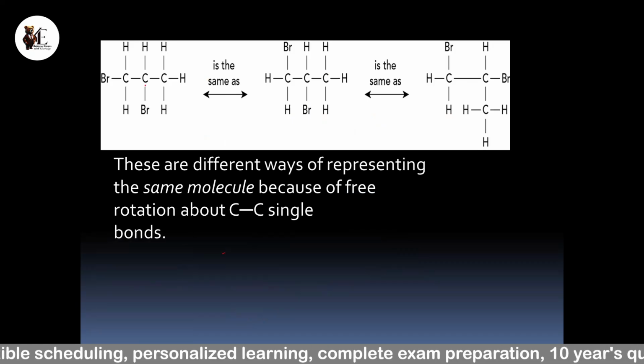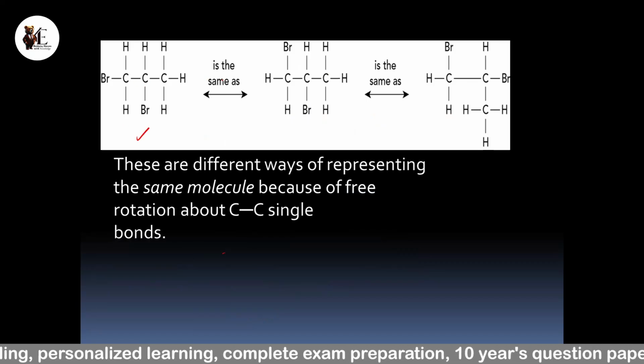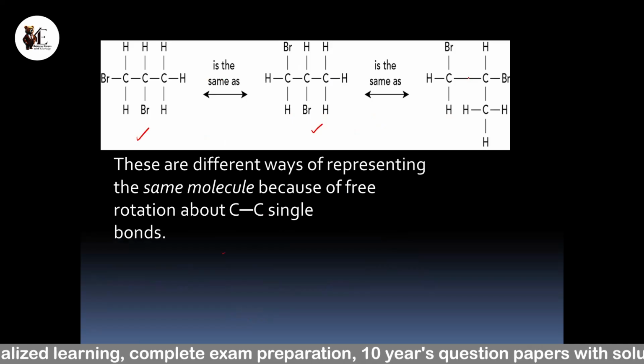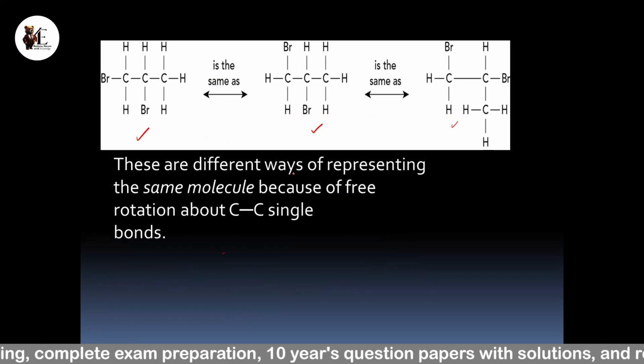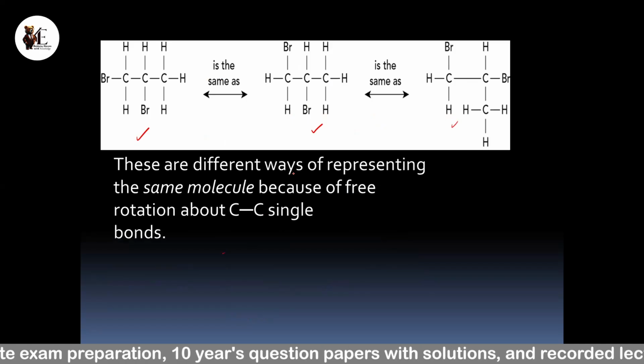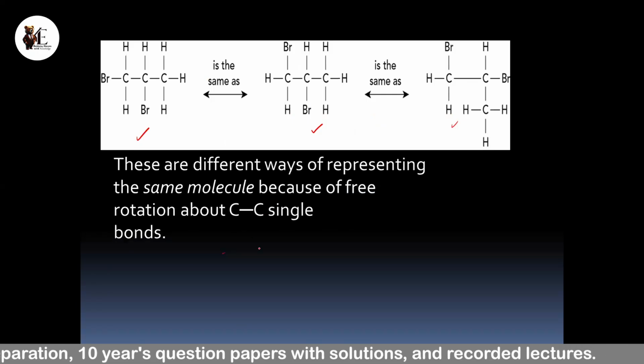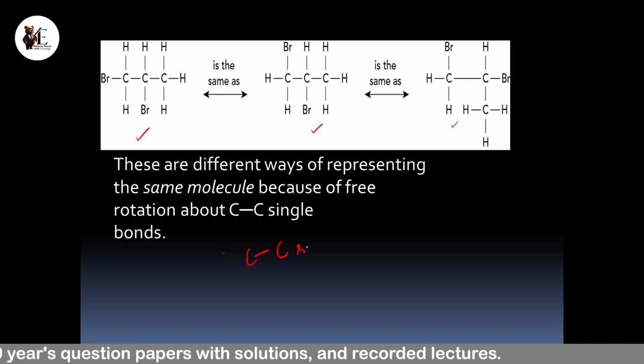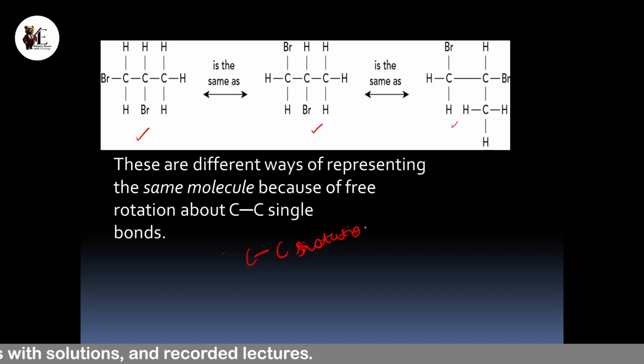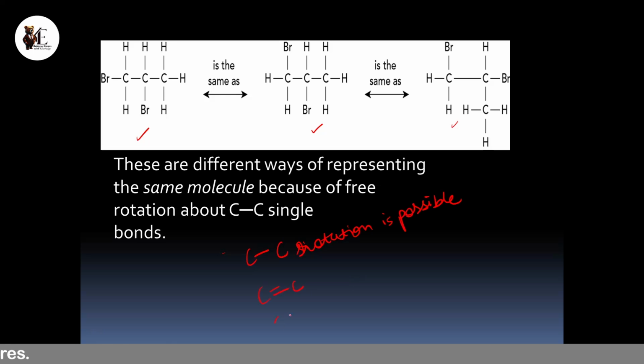Okay, that means you have to remember that this molecule is the same as this and it is the same as this. Why? Because there is free rotation. If you rotate the single bond, it will come back to the original structure. So C-C single bond rotation is possible. Free rotation is possible. But if you have an alkene or alkyne, then free rotation is not possible. In C double bond C or C triple bond C, they are rigid. Here, free rotation is not possible.